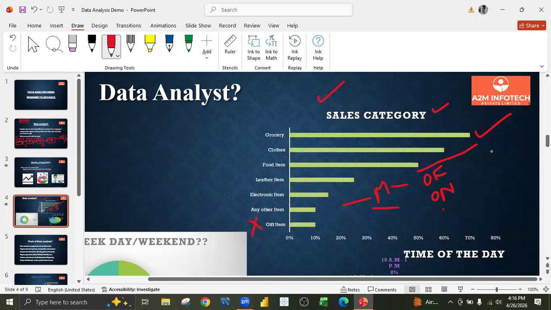Then after 1 month, if you see the same data, the gift item sales have increased by almost 30 to 40%. How did this happen? Because we gave the information to the client, he did the marketing, and he increased his business. Clear, everyone? This is the main role of a data analyst. Okay, now let's move on to the next.